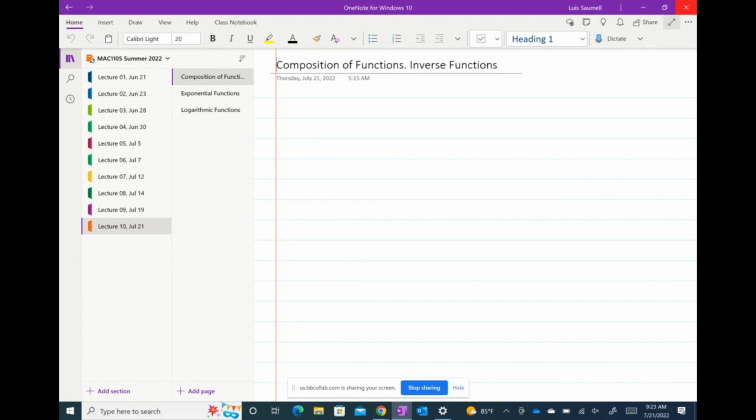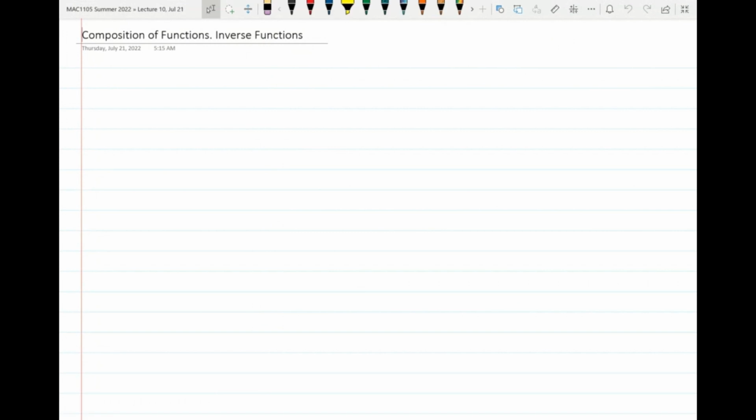So that's the plan for today: composition, inverse, and then we introduce exponential and logarithm. Next class, we're going to talk about properties of logarithms, and we're going to solve exponential and logarithmic equations. And that's the plan for what's left of the course.